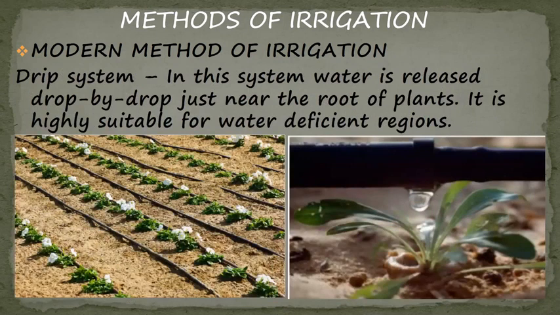Drip irrigation. In this system, water is released drop by drop just near the roots of plants. It is highly suitable for water deficient regions. In this method, the water falls exactly at the position of the roots of the plants. It is the best method for watering fruit plants, gardens, and trees.